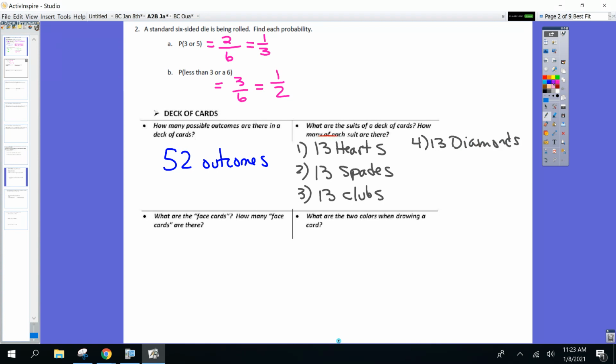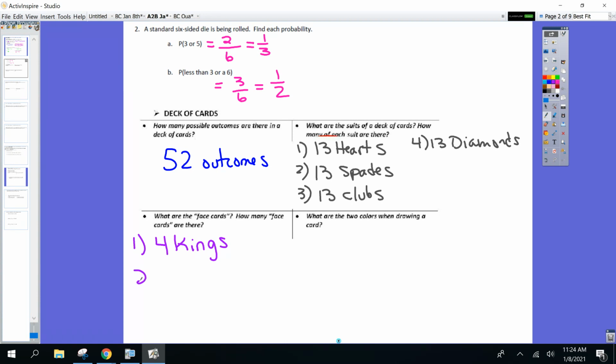Okay. Face cards. We did not talk about that the other day when I reviewed the deck of cards. Face cards are the cards with actual faces on them. You have 4 kings in a deck of cards. That king is referred to as a face card, and you have a king for every suit. So there's a heart, spade, club, and diamonds for kings.